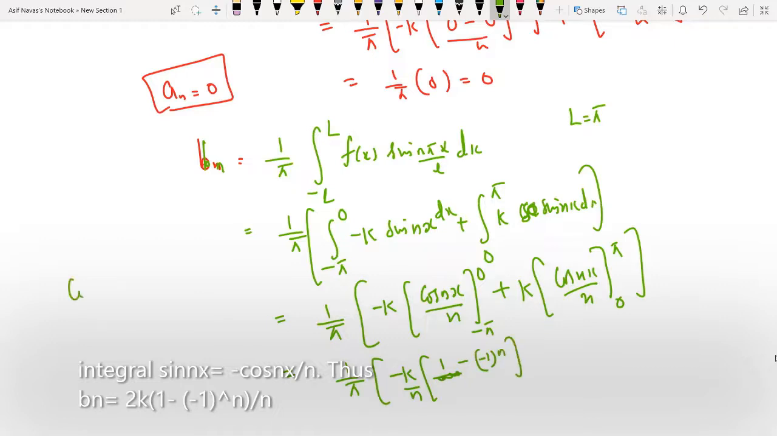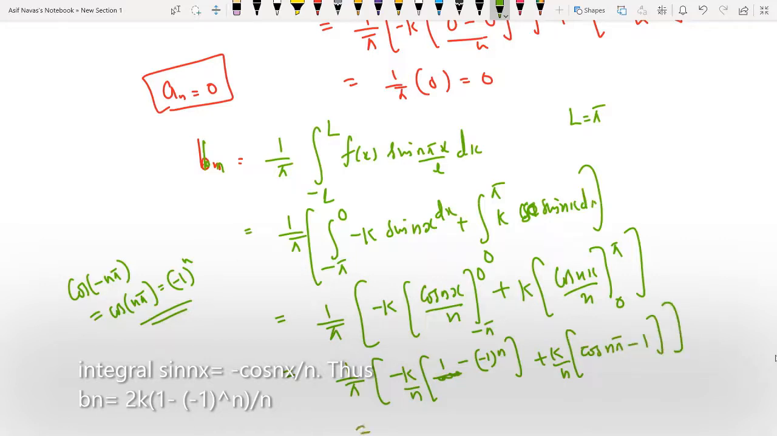The cos of minus n pi is actually equal to cos of n pi, and the value of cos of n pi depends upon n. When n is odd, it will be minus 1, and when n is even, it will be plus 1. So cos n pi is minus 1 power n. So plus k into minus k by n, cos n pi minus 1.